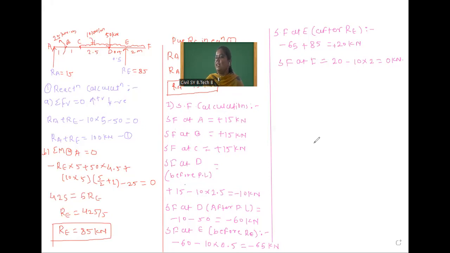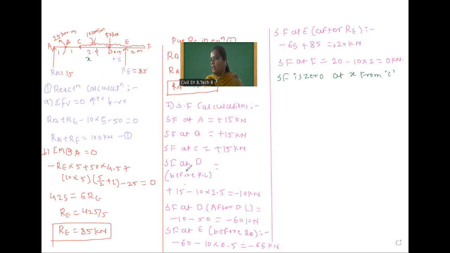But before that, we will calculate the zero shear force location. Where will zero shear force come? How to identify from these values? Shear force at D before point load: you observe here at this point shear force value is minus 10 and at C is plus 15. So plus to minus, that means in between C to D, the value of shear force is 0. So we have to calculate the location. SF is 0 at X meter distance from C. We will assume here X meter distance.